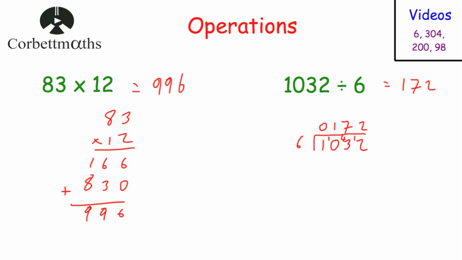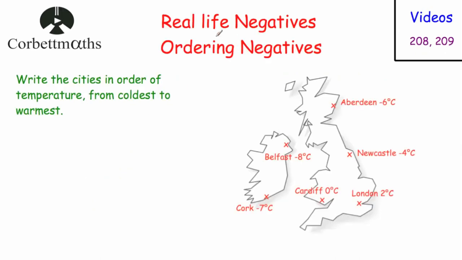Okay, so we've gone through operations. Let's have a look at our next topic. So our next topic is real life negatives, or ordering negative numbers. So that's video 208 and 209 on Corbettmaths.